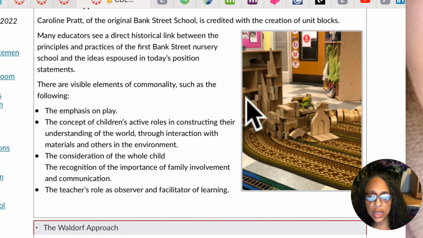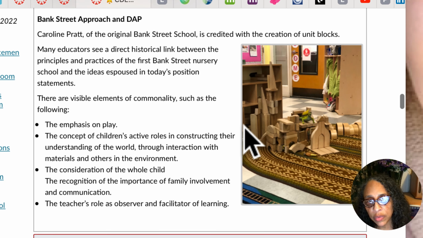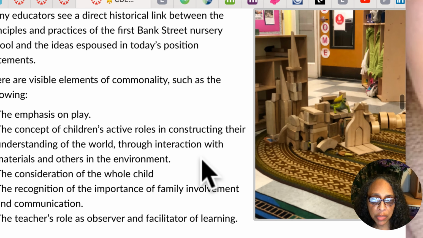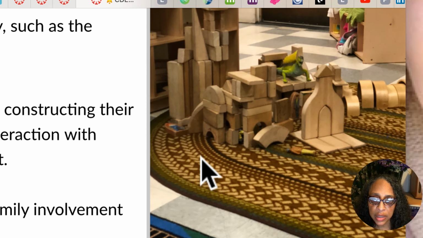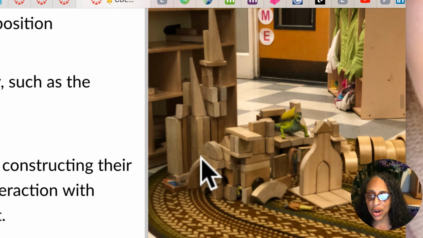So one of the teachers at the original Bank Street school is the one who thought up the idea of using unit blocks. And so the thing about unit blocks is that one block equals 1 unit, and so then some are half a unit and some are 2 units, so it's math in block form. And that's the great thing about it, and that's why they're required in every high quality environment to have unit blocks, not just any blocks, but unit blocks, because of the math aspect.